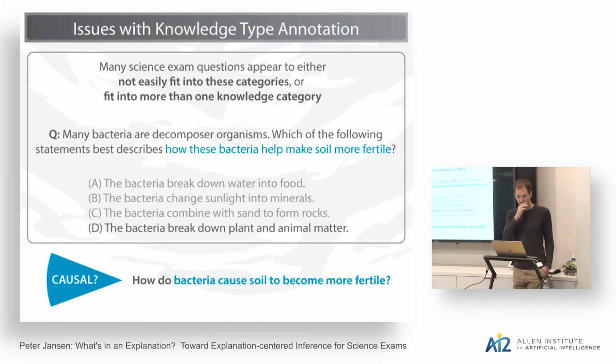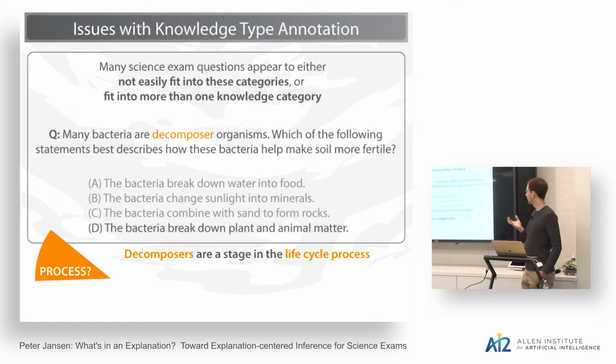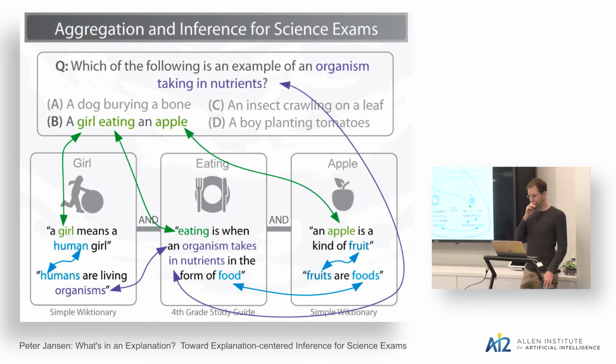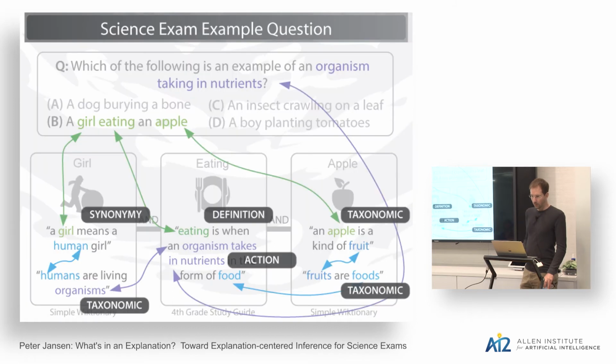So the question is, which of the 7 knowledge types that we've identified is this question? And so you might originally think that it might be a causal question, of course, because how do bacteria cause soil to become more fertile? But decomposers are a stage in the life cycle process, and this is probably the curriculum topic that it would be under. And of course, decomposers are part of an ecosystem model of recycling nutrients. And so you get where I'm going with this. You can basically do this with most of the 7 knowledge types. So if we go back to sort of our toy example about building explanations, one of the things that we clearly notice when we're looking at explanation sentences is that we require many different kinds of knowledge to answer very specific questions.